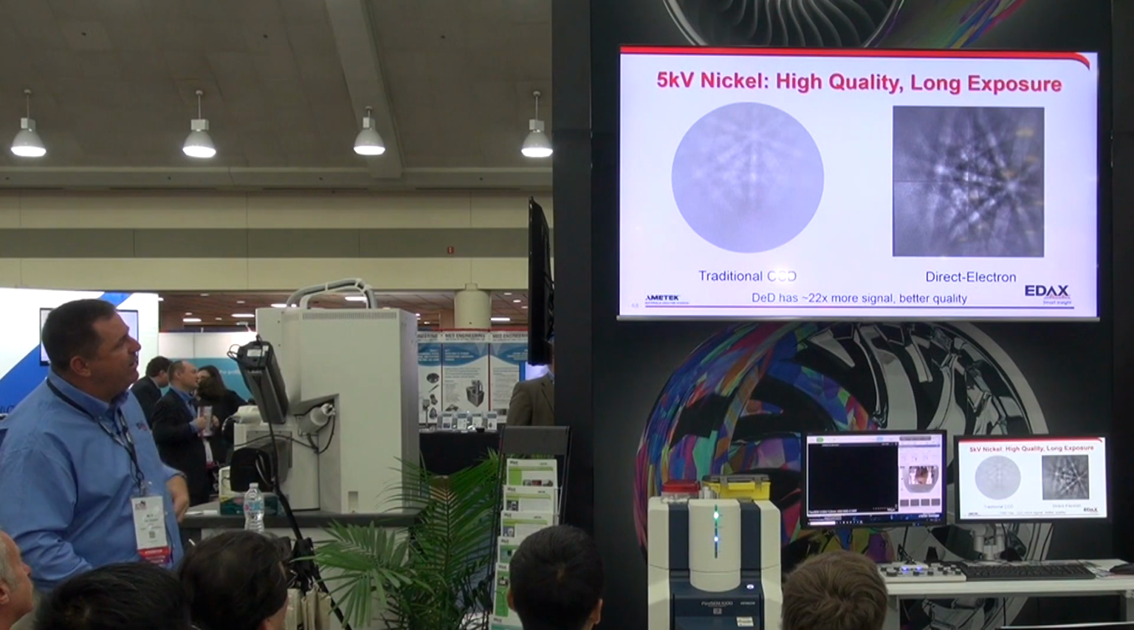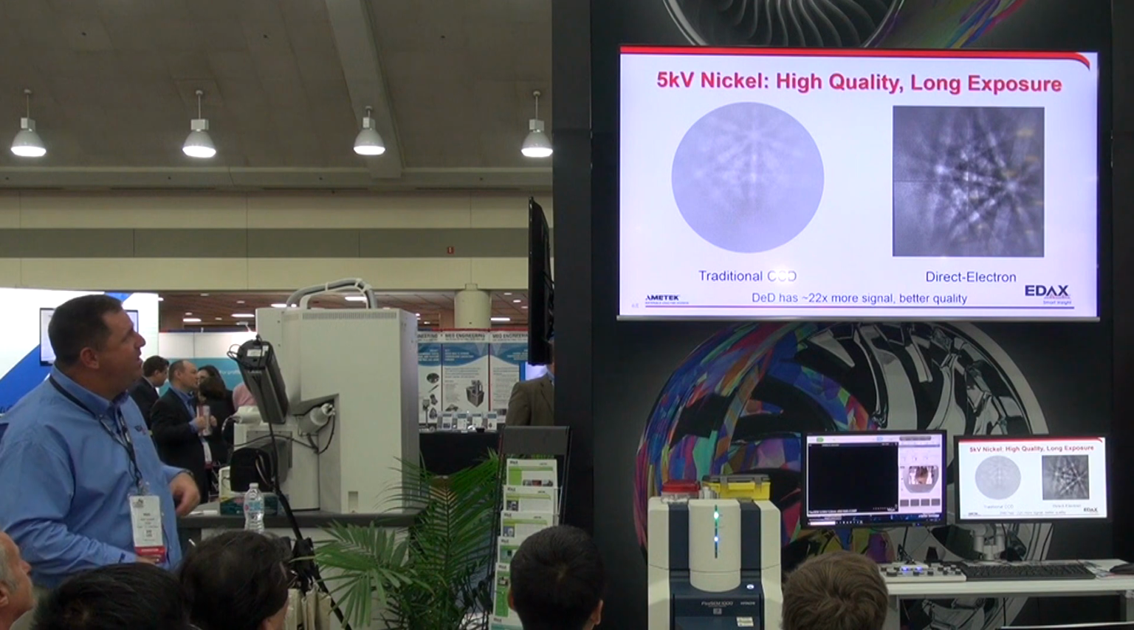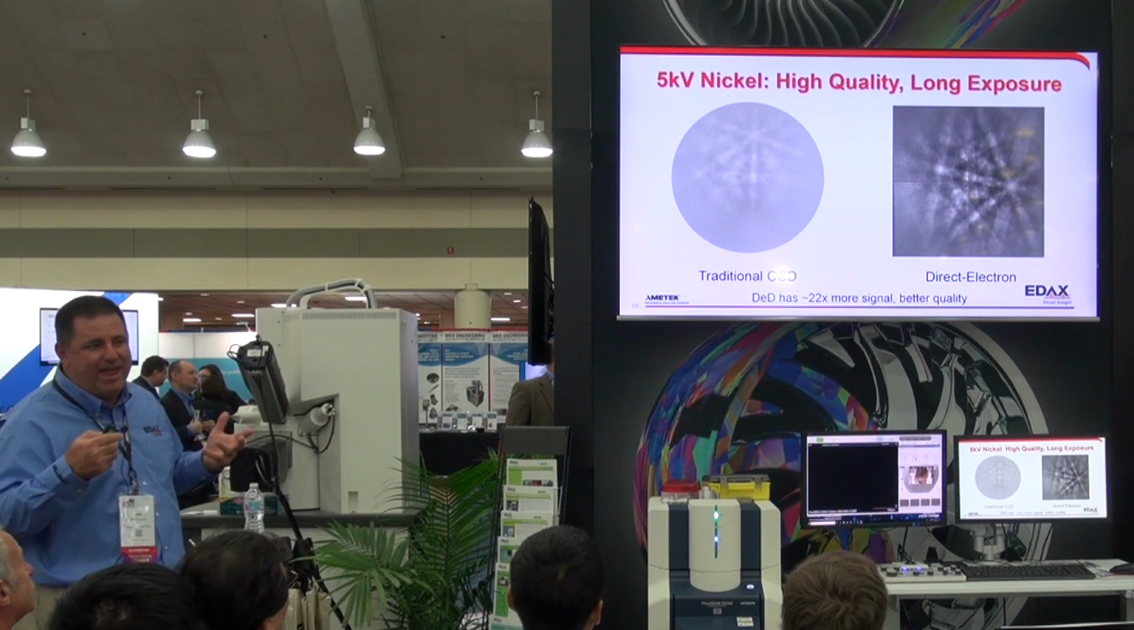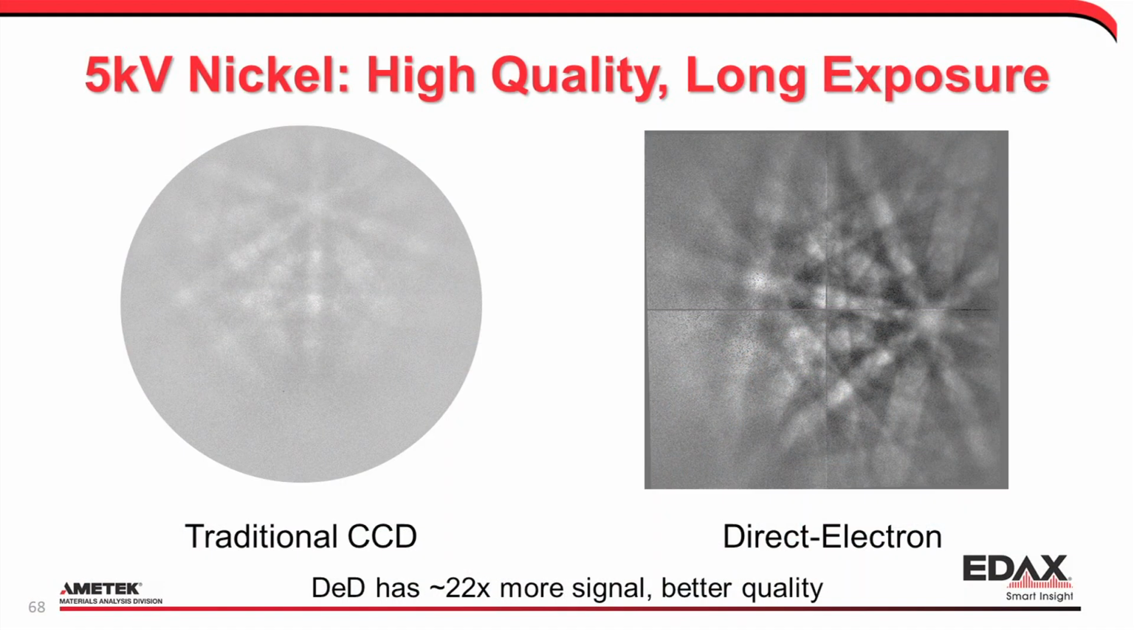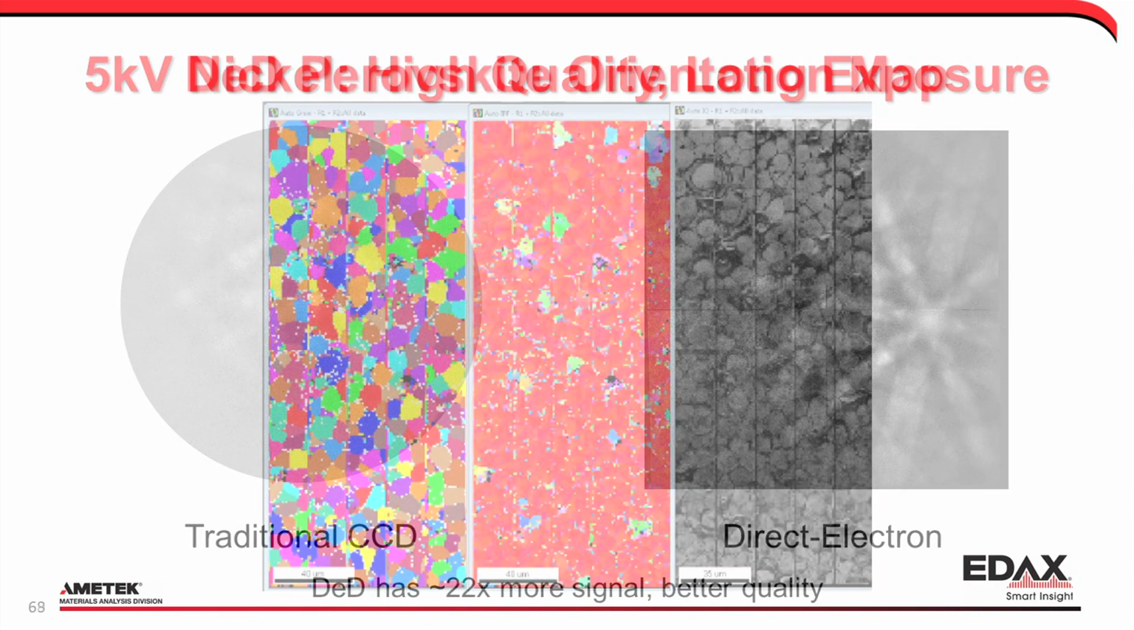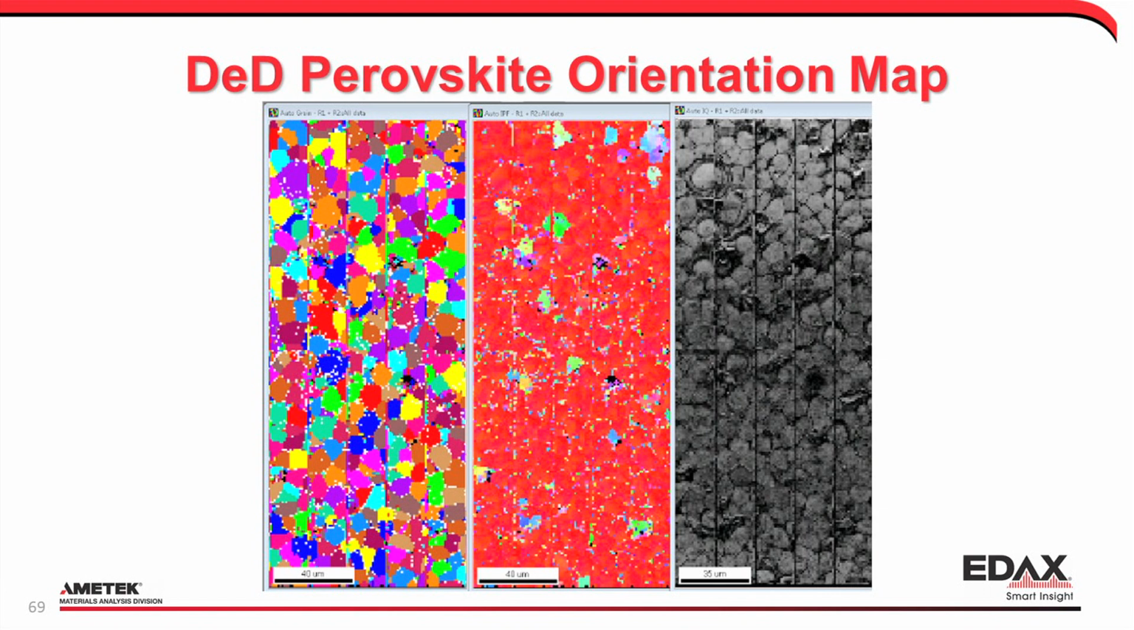But you see we end up with 22 times more signal at lower voltages. So it starts to say, is low voltage EBSD something of potential interest for spatial resolution? And then in addition to just single pattern collection, we also can start to think about doing orientation mapping.